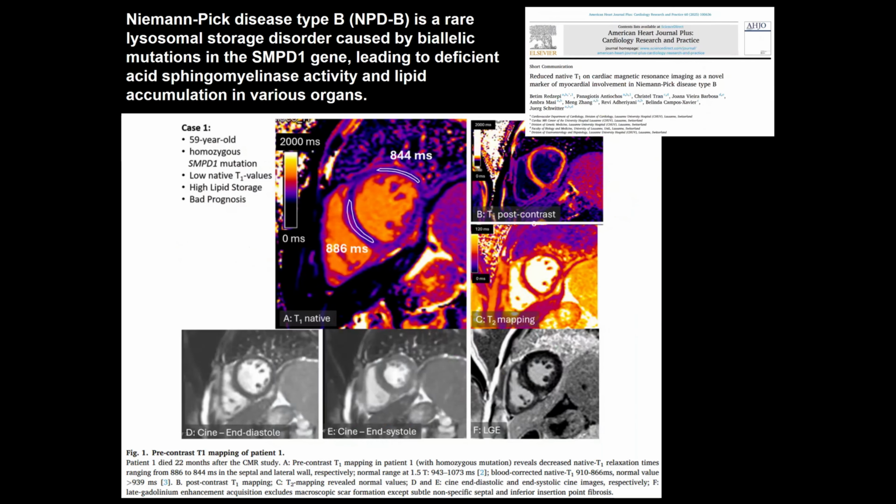There's yet another mimic. This is a case report from last year, in 2025, with a patient, 59-year-old, homozygous for SMPD1 mutations, and they had low native T1 values because Niemann-Pick disease is a lysosomal storage disorder and leads to deficient acid sphingomyelinase activity and lipid accumulation in various organs, including the heart.